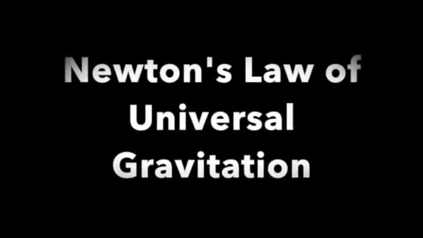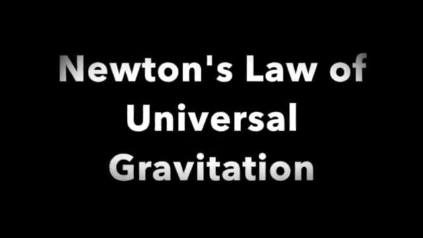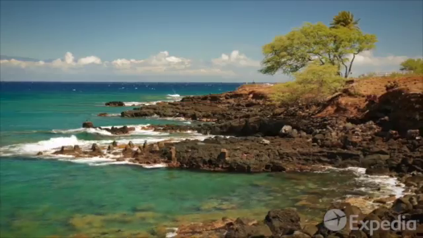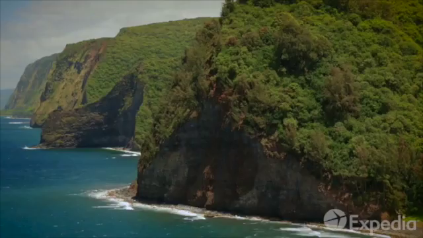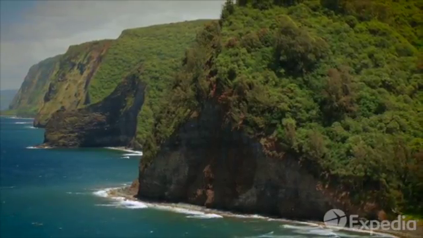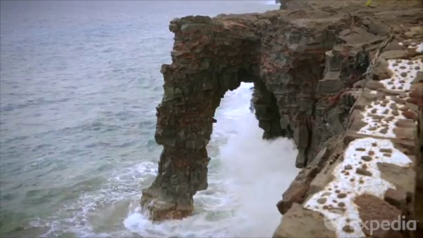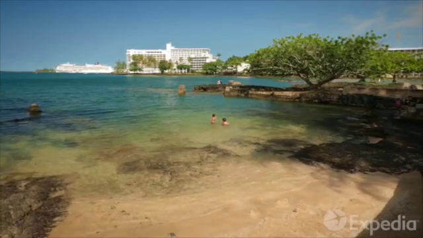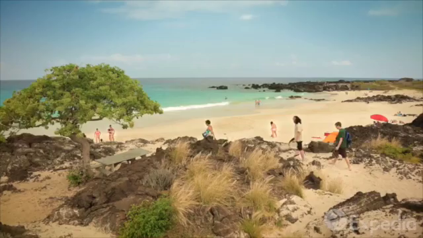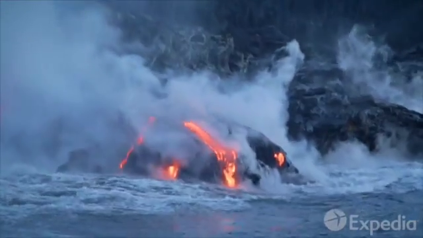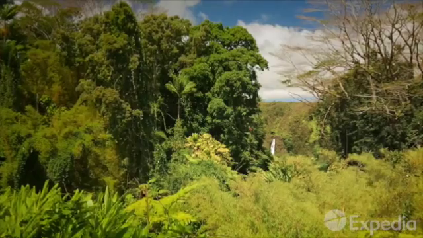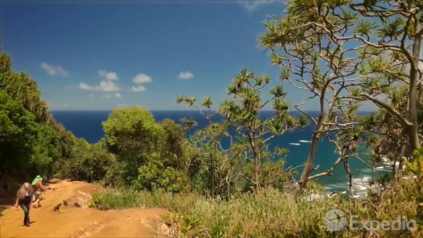So, we're going to talk about Newton's law of universal gravitation. It says that all objects attract each other with a force of gravitational attraction. Gravity is universal. This force of gravitational attraction is directly dependent upon the masses of both objects and inversely proportional to the square of the distance that separates their centers.